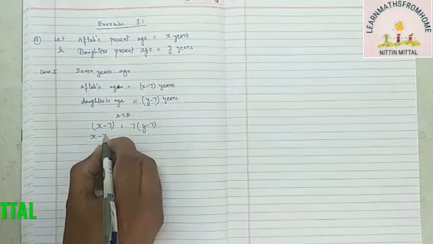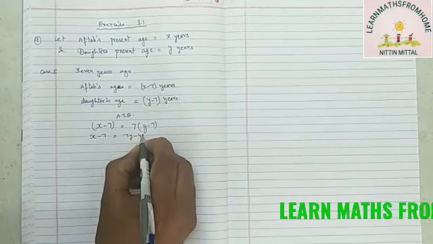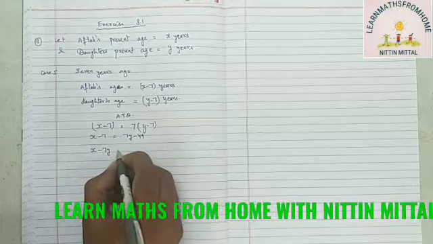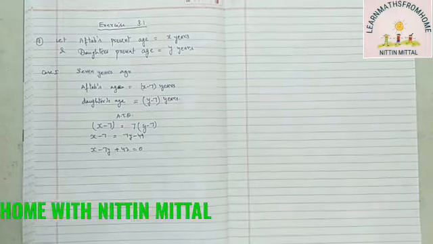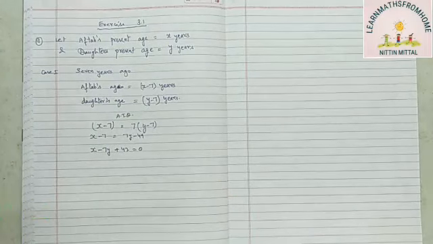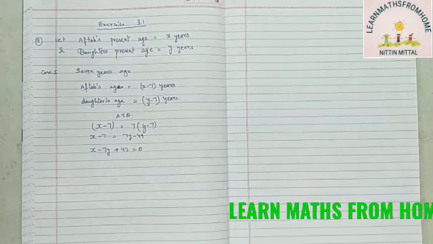Now solve the things. 7y minus 49. Let me bring everything on left hand side. x minus 7y plus 42 equal to 0. So this is what we have represented algebraically. The first case we have represented. Now we will discuss case 2.